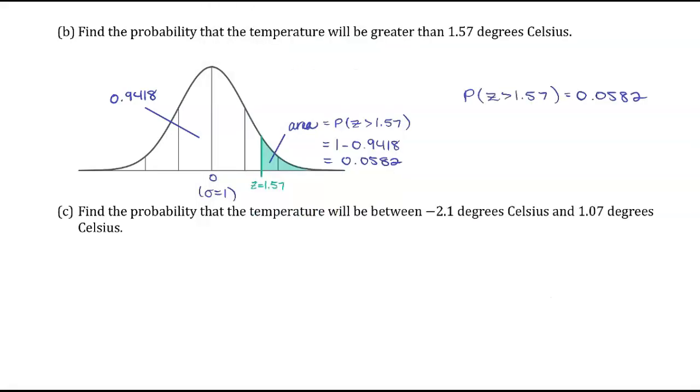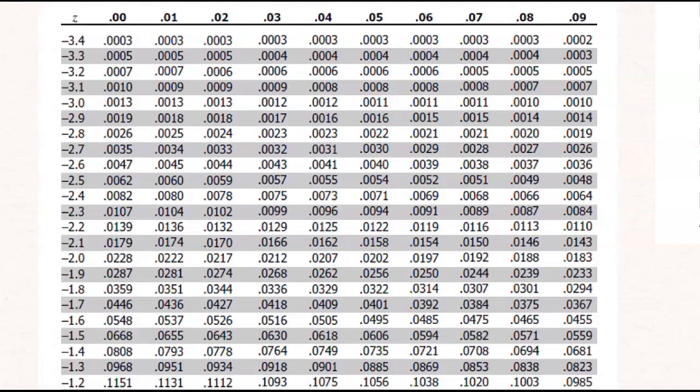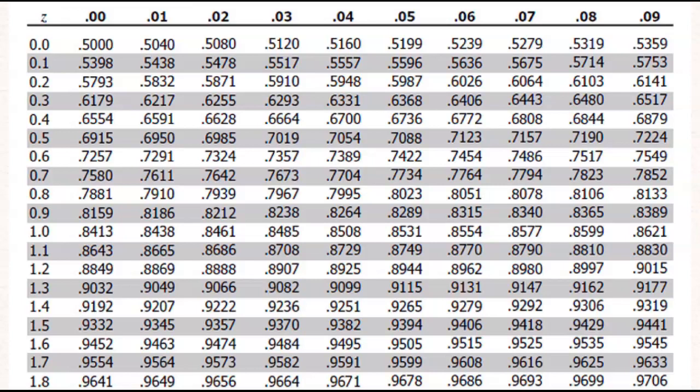Finally, let's find the probability that the temperature will be between -2.1 and 1.07 degrees Celsius. On our picture, this is the area under the curve between -2.1 and 1.07. Let's first go to our z-table and find the corresponding areas for our z-scores of -2.1 and 1.07. -2.1 is -2.10, which we find has a left area of 0.0179. Looking at our table for positive z-scores, we find that a z-score of 1.07 has a left area of 0.8577.